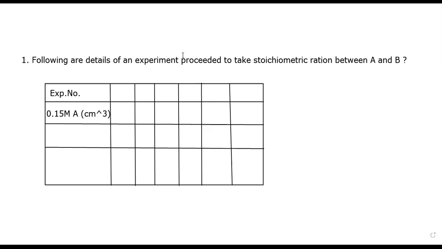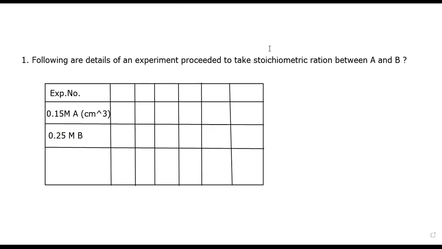And let's take 0.25 M for B. It's also about volume. Just milliliters or cubic centimeters, the same.